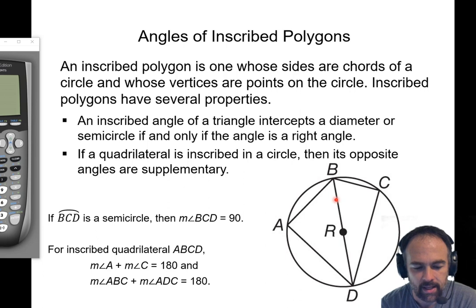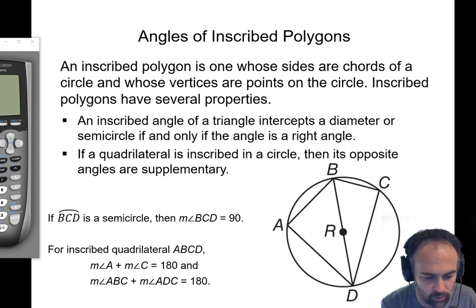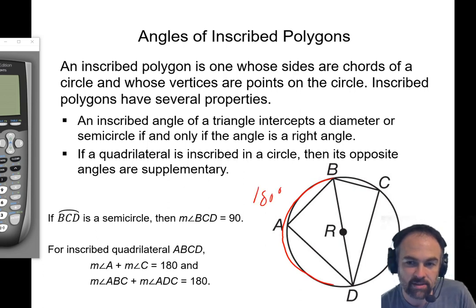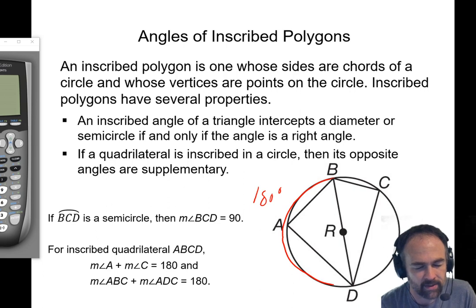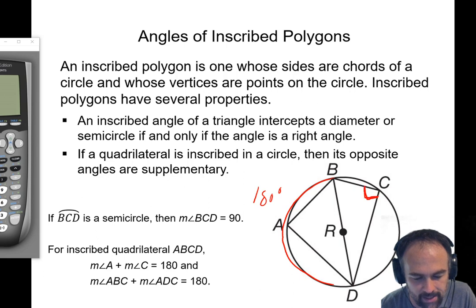Okay, so if an inscribed angle of a triangle intercepts a diameter, so here let's focus on triangle BCD. Notice that angle C, its intercepted arc is arc BAD, which is a semicircle. Important here, the thing is that BD is a diameter. Well, this over here is going to equal 180 degrees. So arc BAD is 180 degrees, which means that the inscribed angle is exactly half of that. Therefore, angle C must be a right angle.